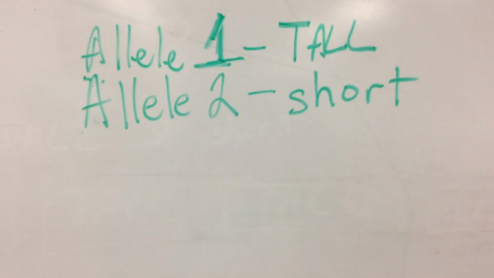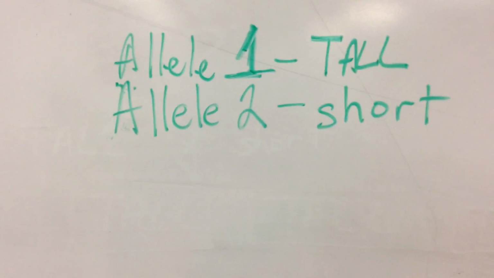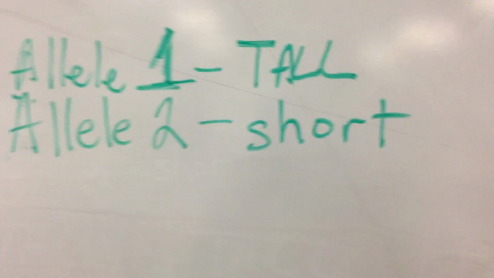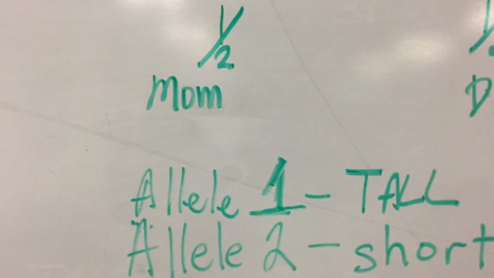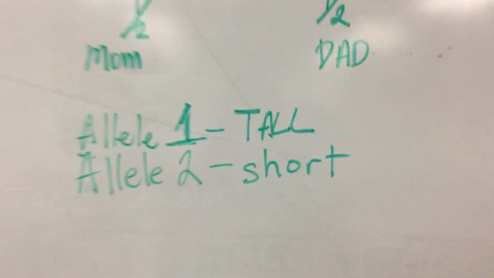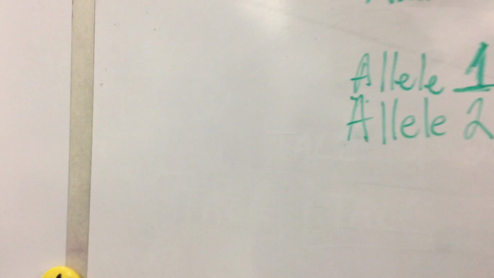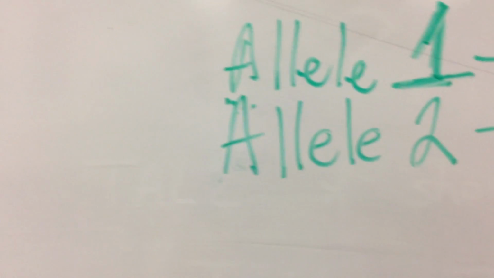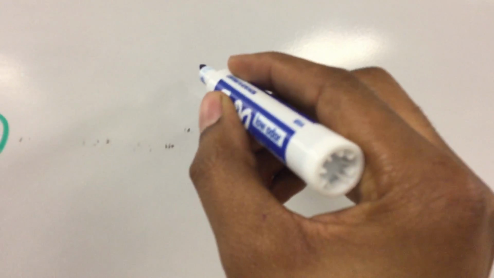Before I get there, we have a tall allele and a short allele. Now, you're going to get one allele from your mom. You're going to get one allele from your dad. So now, I have a question for you. The question is, let's say you get one tall allele.